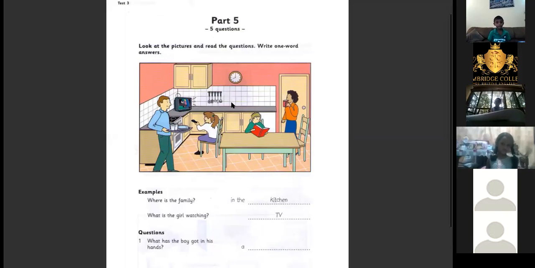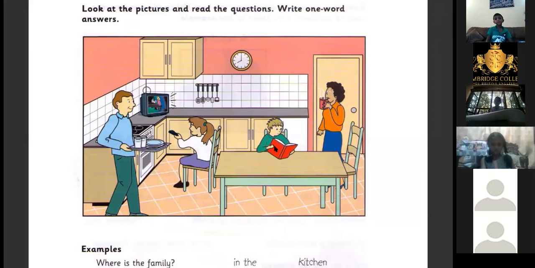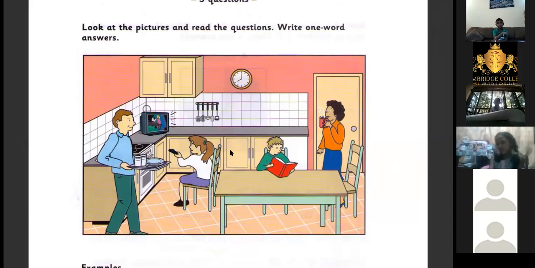Monada puthe me picture ke walada penne. So now tell me the things that you can see here. So this is a kitchen. What is this? This is a kitchen. Right. You can see father, mother, daughter and son. There are four people. How many people? There are four people. So you can see what the boy is doing.